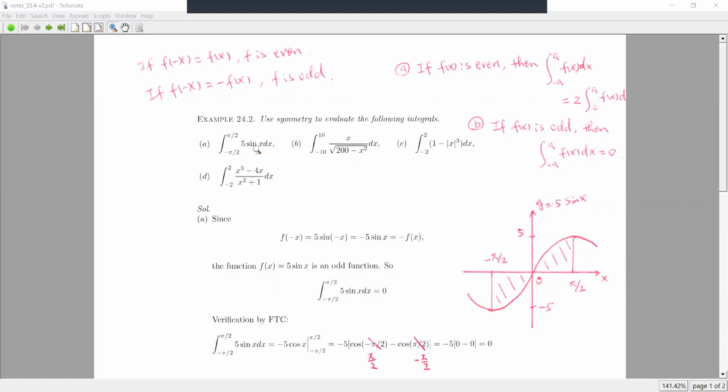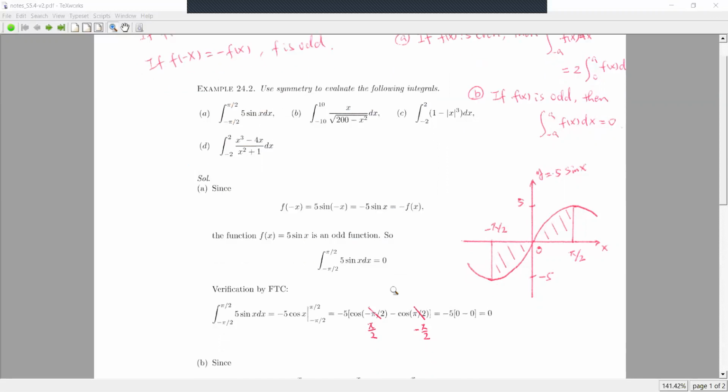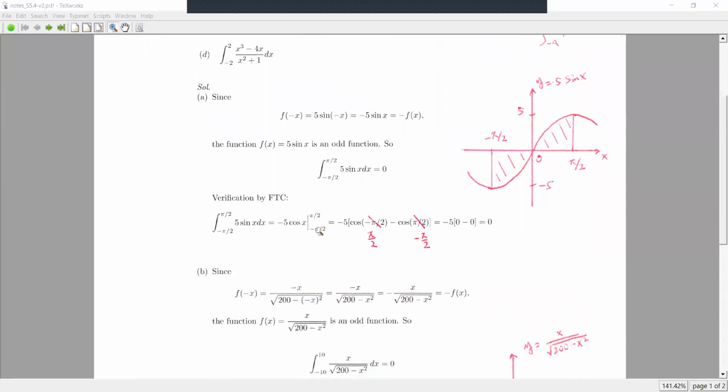Because the function in this integral is simple, it is easy to find an antiderivative for it. So for the integral in A, we can use the fundamental theorem to compute this integral. Okay, now let me compute this integral by the fundamental theorem.